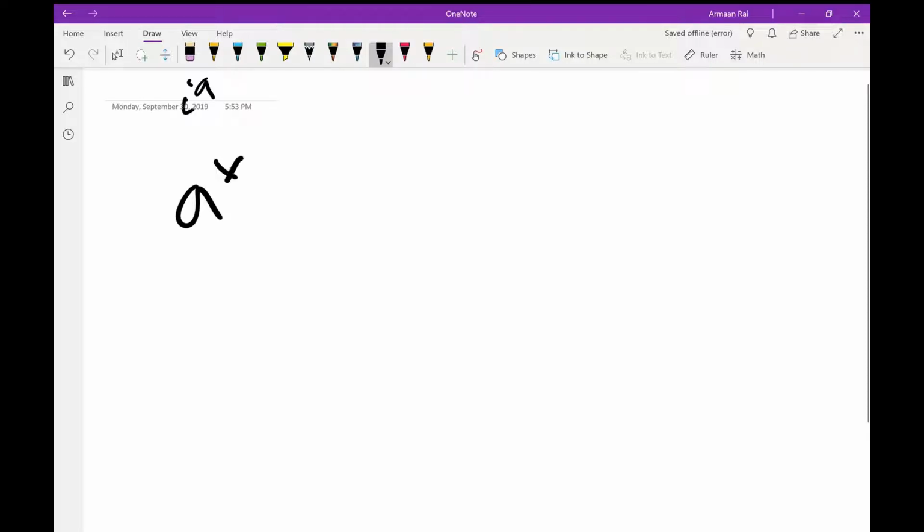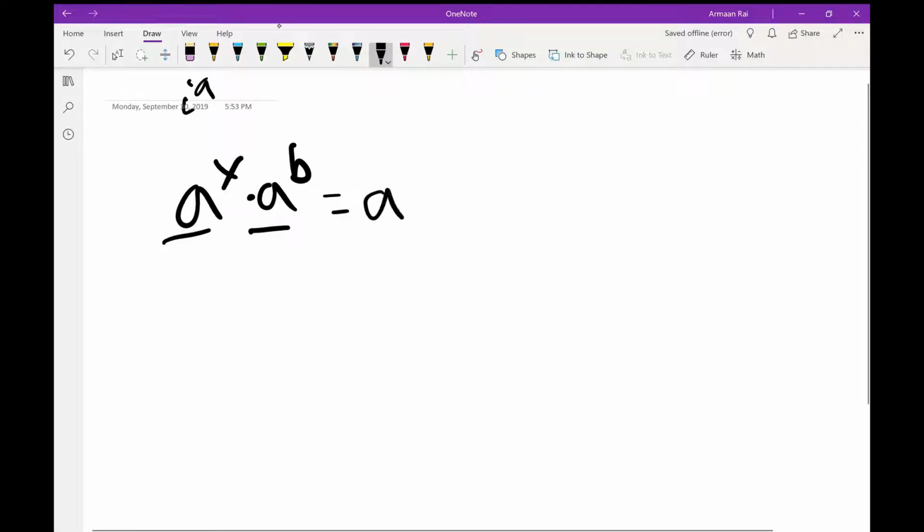What's a to the x times a to the b? Well, these are like bases, so we're going to keep the like base and add the exponents. So it'd be a to the x plus b. And if we're going to do division, we have a to the x divided by a to the b. We're going to subtract, so it's going to be a to the x minus b.